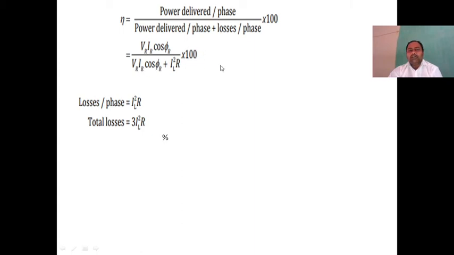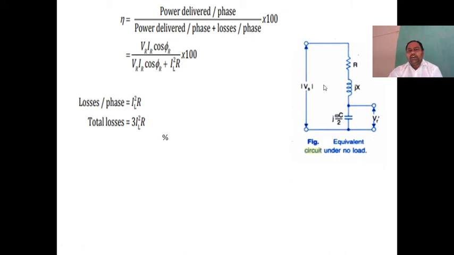This is the equivalent circuit. What is the purpose of the equivalent circuit under no load condition? We want to find VR dash for finding regulation. What is the percentage regulation? VR dash minus VR by VR into 100. We know the receiving end voltage VR, but we don't know the VR dash voltage. What is VR dash? The receiving end voltage under no load situation. How can we achieve the no load situation?